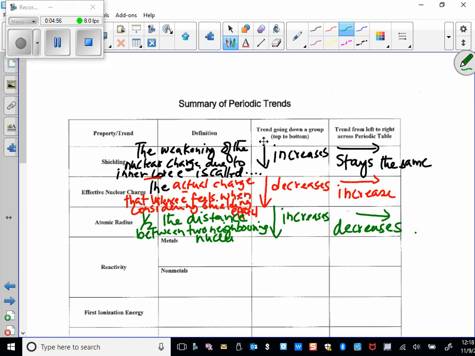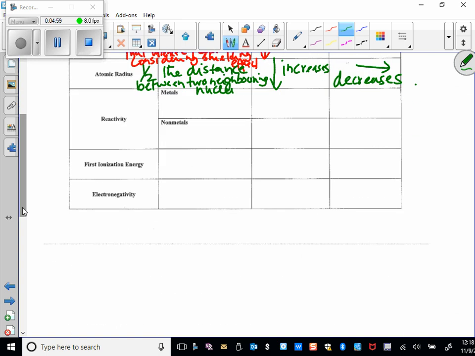Now, we're going to skip reactivity and we are going to come to ionization energy. What is ionization energy? Someone who's not answered before. Tanaya? The energy required to remove an electron from a gaseous atom.